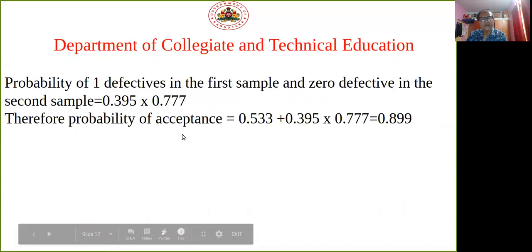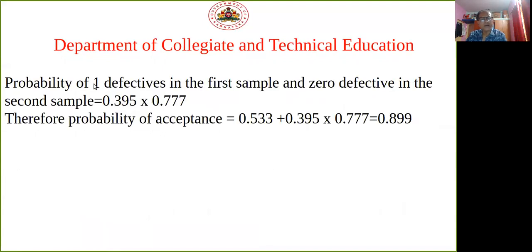The probability of 0 defectives is 0.777. Next, the probability of one defective in the first sample and 0 defectives in the second sample is this much. Therefore, the probability of acceptance will be 0.553 plus 0.395 into 0.777, which equals 0.899. That is the probability of acceptance.